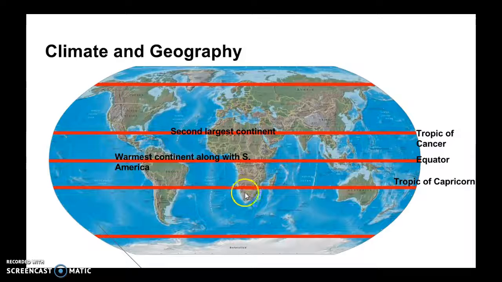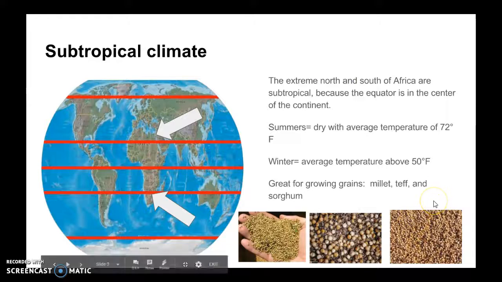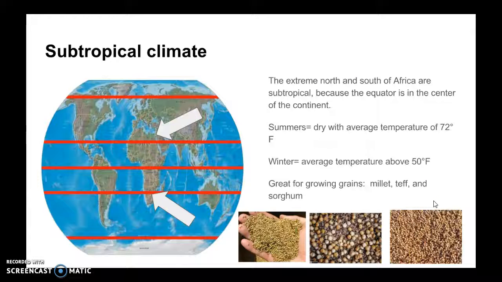Okay, you can also see that Africa is the second largest continent in size compared to Asia, which is over here and has Russia and China on it. It is also the warmest continent along with South America, which is over here. And that's because the equator runs through it. Okay, as we said, subtropical climates are the extreme north and south of Africa. And that's because the equator runs through the center.